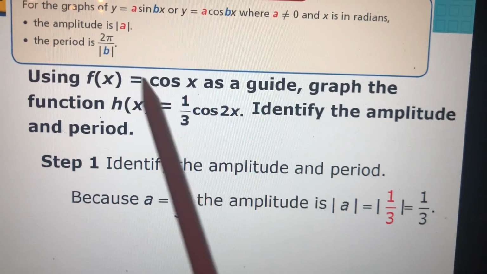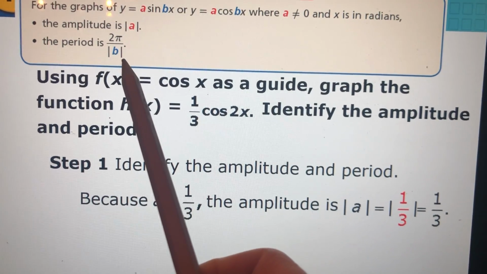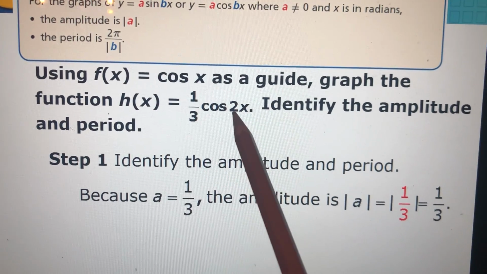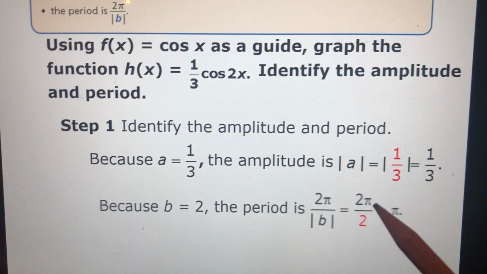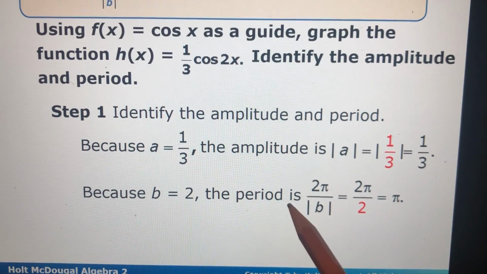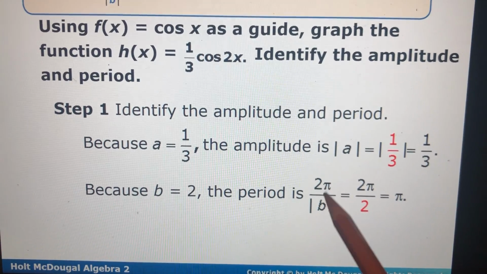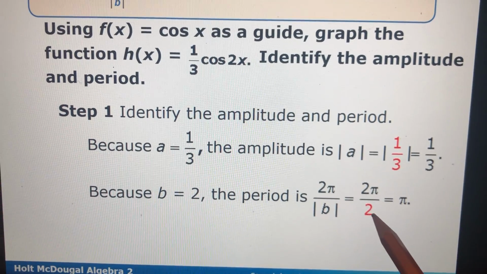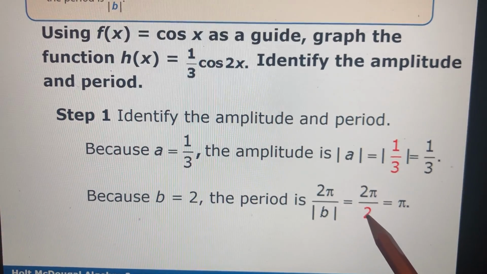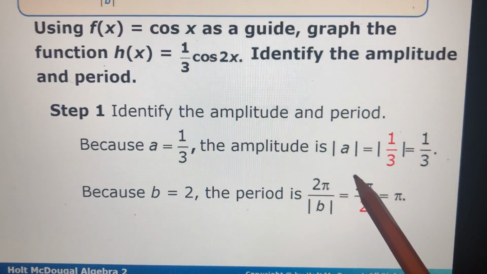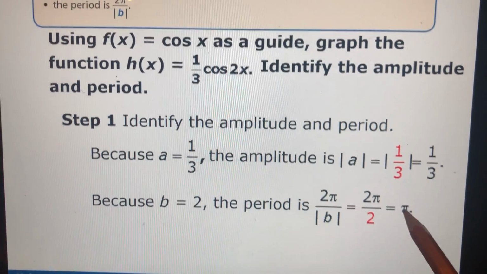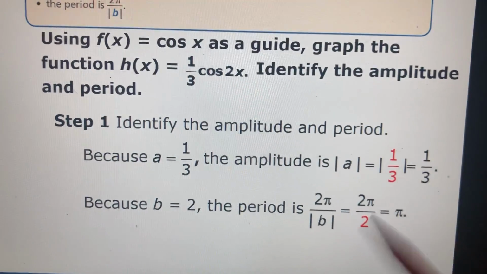Well, I need to find b, right? Because period is 2 pi over the absolute value of b. So my b is 2. Okay, because b is 2, the period is 2 pi over b, right? So 2 pi over 2. Again, it's the absolute value, but nothing is negative at this point. So the 2's will cancel, and you're just left with pi. So let's look at that graph.